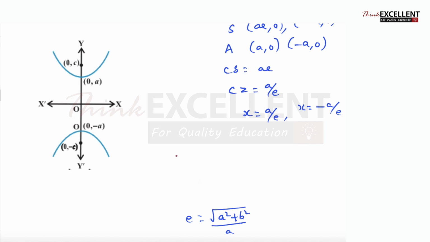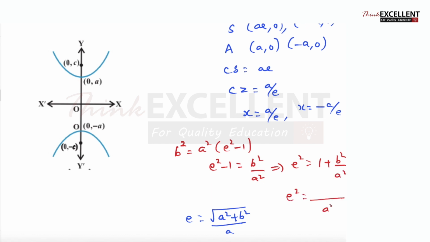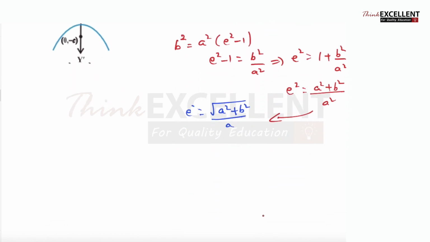Okay. So how are we getting this? In hyperbola, b square is equal to a square into e square minus 1. So e square minus 1 is b square by a square. So e square is equal to this, minus 1 will become plus 1: 1 plus b square by a square. Take LCM, a square, you will get a square plus b square. Take the square root of this, you will get this result. Denominator, square root of a square is a. So like that you are getting this result.